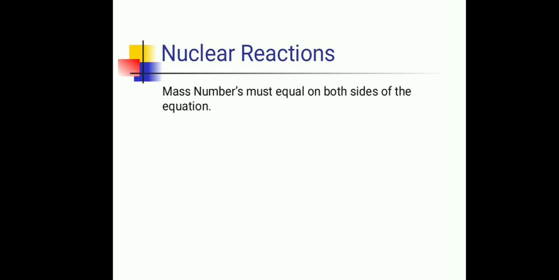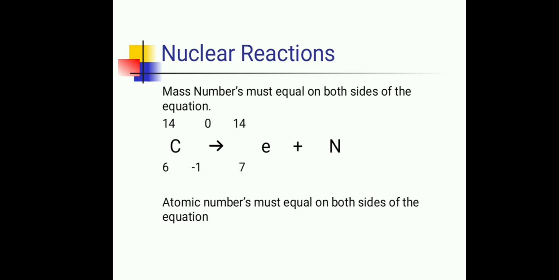Here we have some examples in which nuclear reactions are given. In these examples, we consider that the mass number must be equal on both sides of the equation. Here we have carbon, which can emit an electron and form nitrogen. Carbon has atomic number 6 and mass number 14. The electron is -1 e 0, and nitrogen is 7 14. So the atomic number must be equal on both sides of the equation.